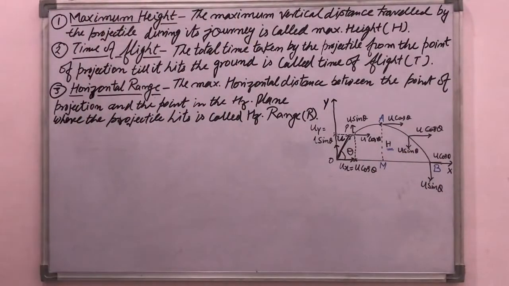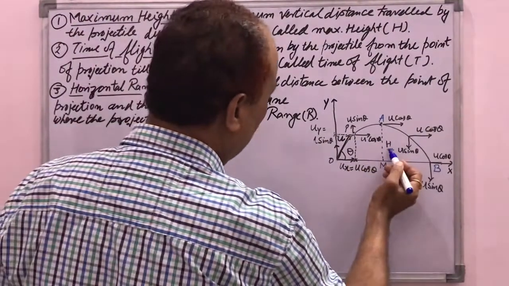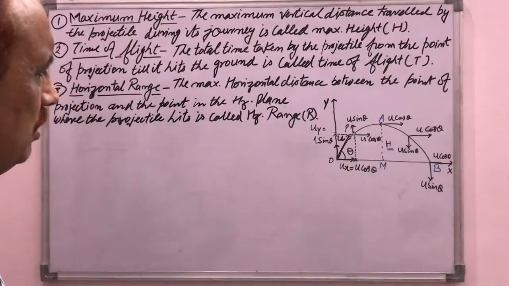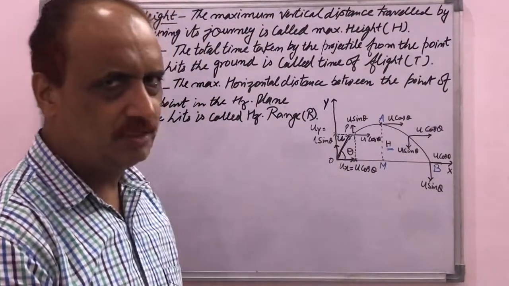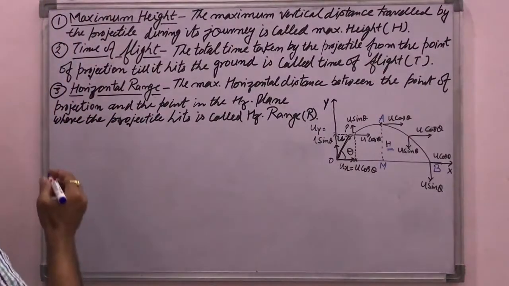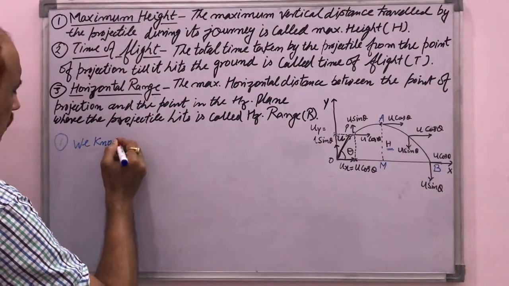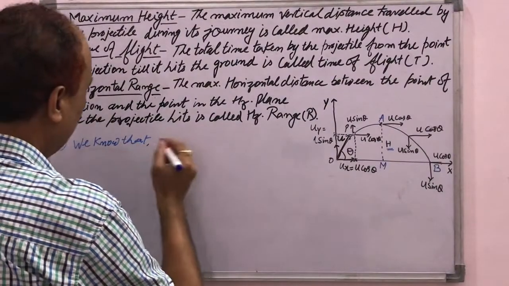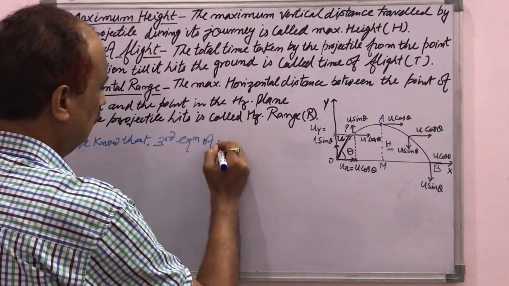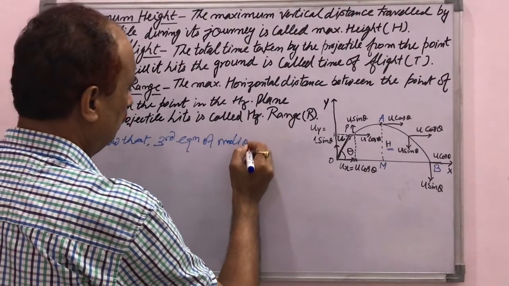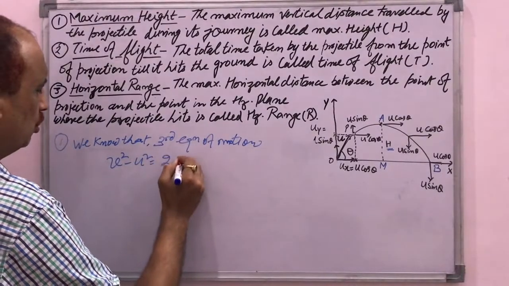So the maximum vertical distance traveled by the projectile during its journey is called maximum height, and it is denoted by capital H. Now we have to find out the expression for the maximum height, and to find the expression of the maximum height, we know that from the third equation of motion, that is v square minus u square equal to 2as.